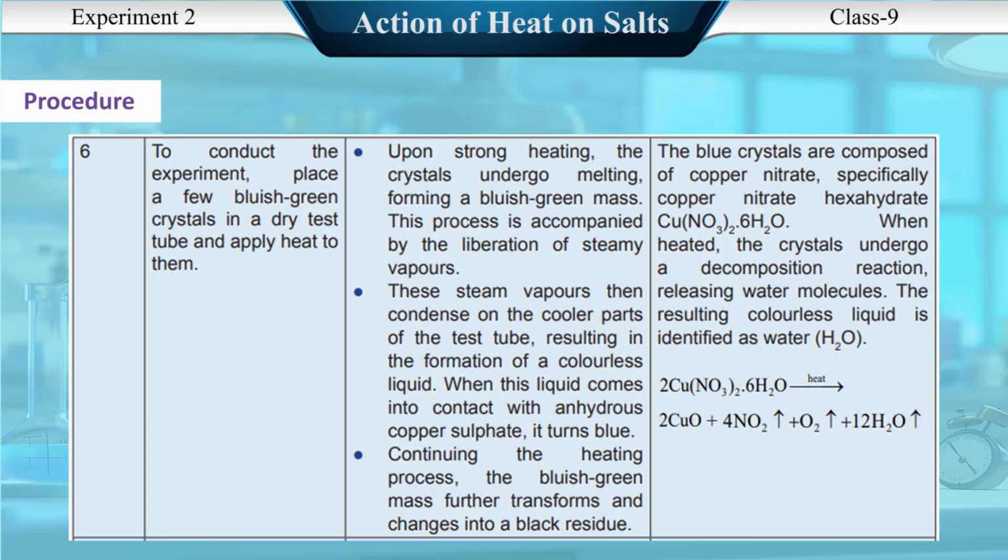Continuing the heating process, the bluish-green mass further transforms and changes into a black residue. The blue crystals are composed of copper nitrate, specifically copper nitrate hexahydrate. When heated, the crystals undergo a decomposition reaction, releasing water molecules. The resulting colorless liquid is identified as water.